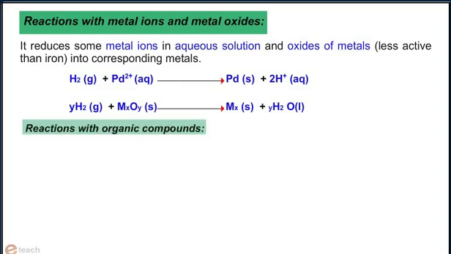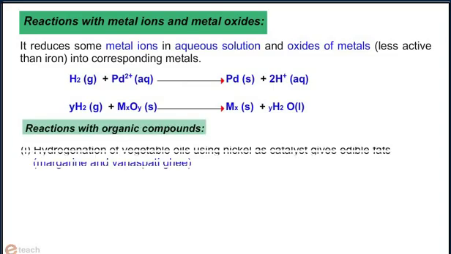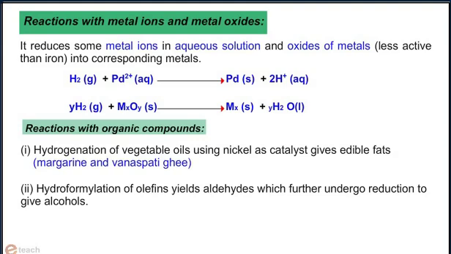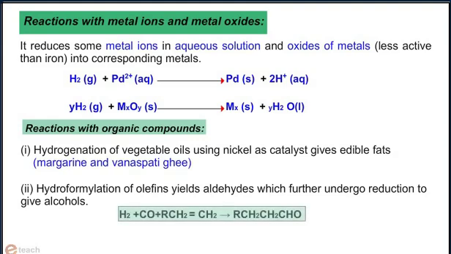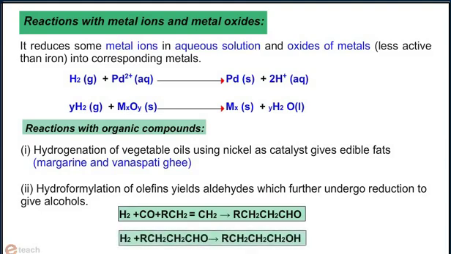Reactions with organic compounds. Number 1. Hydrogenation of vegetable oils using nickel as catalyst gives edible fats. Margarine and Vanaspati ghee are the examples. Number 2. Hydroformylation of olefins yields aldehydes which further undergo reduction to give alcohols. The reactions are as shown.